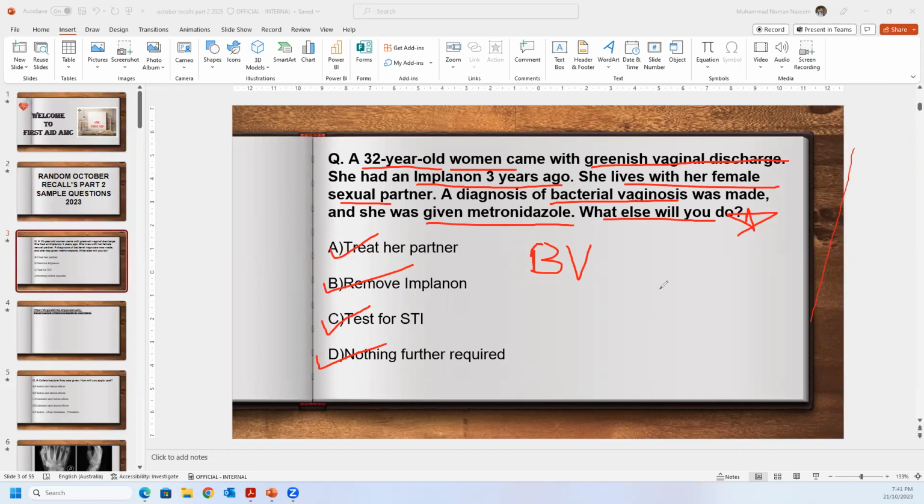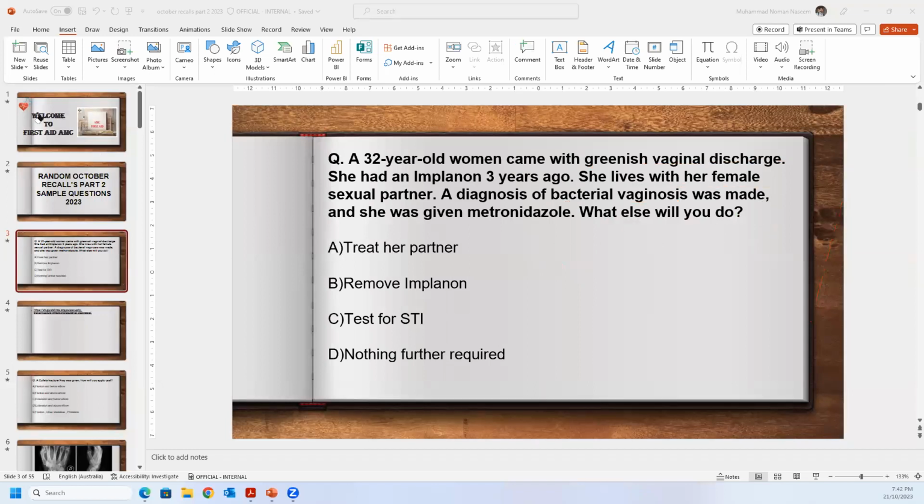So bacterial vaginosis can spread if both partners are female, then it can sort of become like a sexually transmitted infection. So a very important thing is to treat the partner as well. And then the next step we'll do is test for sexually transmitted infection. So the correct option here is option A.